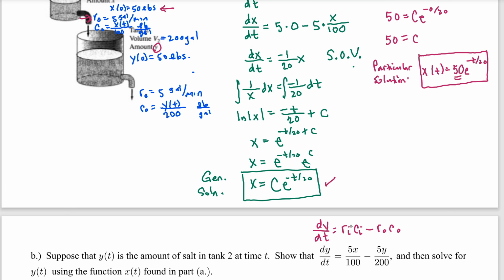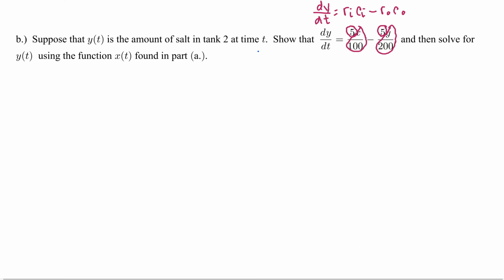The rate coming in into tank 2 is the rate coming out of tank 1. So the inflow for tank 2 is 5. The concentration coming in is the amount of salt from tank 1, which we call x of t, per constant 100 gallons of water. So there's my concentration in. The rate of outflow for tank 2, we are told, is 5 gallons per minute. We have that here. And the concentration going out is the amount of salt in tank 2 given by y per constant 200 gallons in the tank. So we have our rate in, rate out model applied to tank 2.